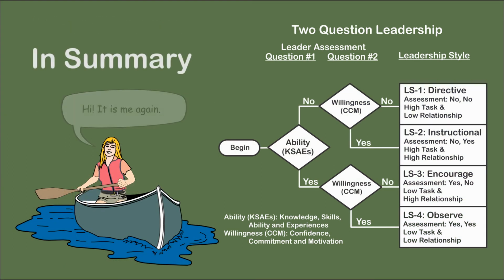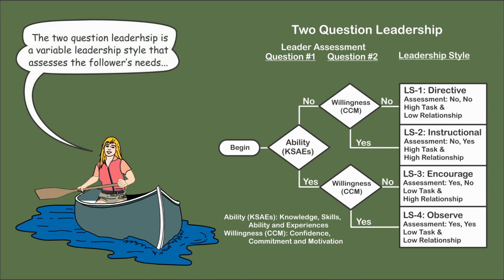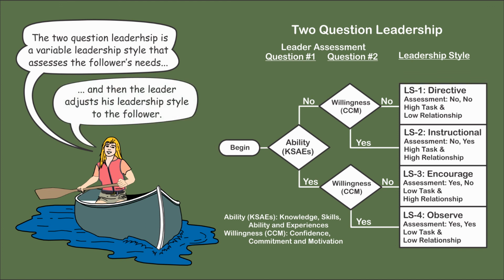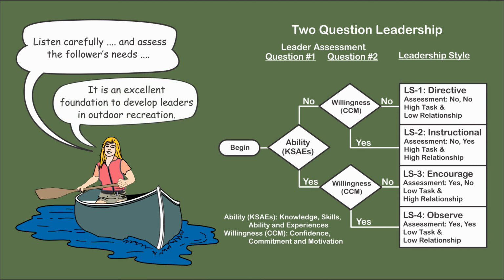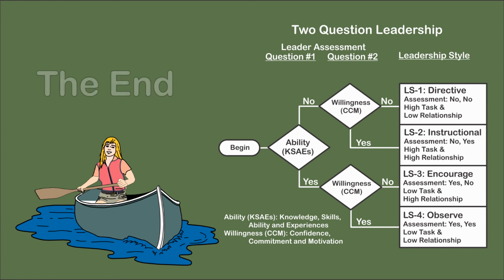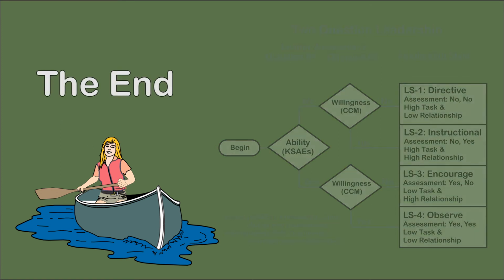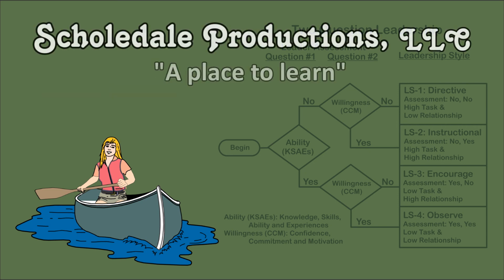In summary, the two-question leadership style is a variable leadership style where the outdoor leader assesses the follower in terms of ability and willingness, and then provides a leadership style that addresses the needs of the follower. To avoid mismatches and to be an effective leader, it is important for the leader to listen carefully and assess the actual ability and willingness of the follower. Good leadership involves a lot of factors. The two-question leadership model provides an excellent foundation and helps to reduce accidents.